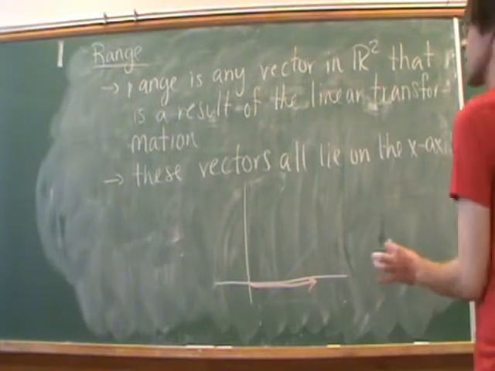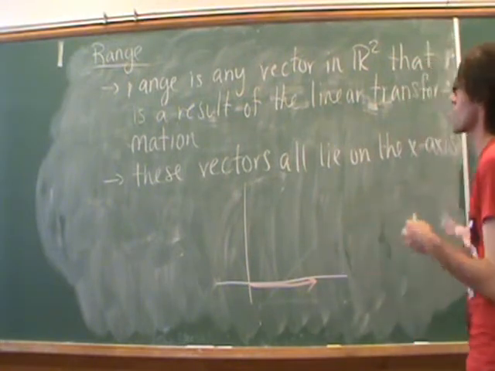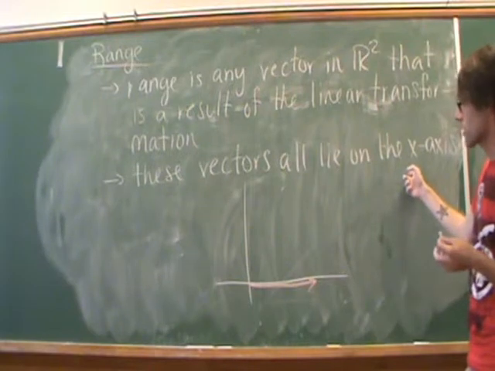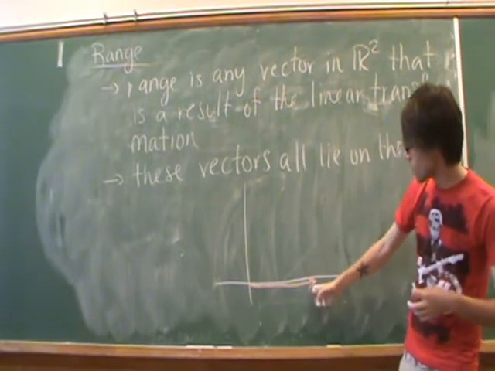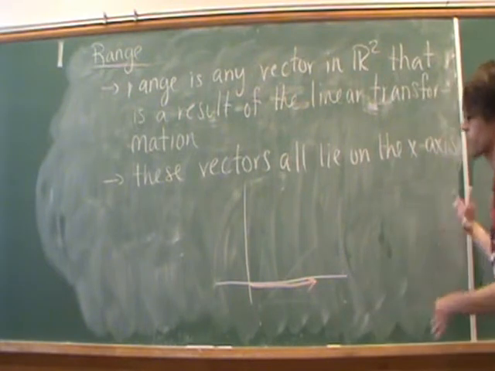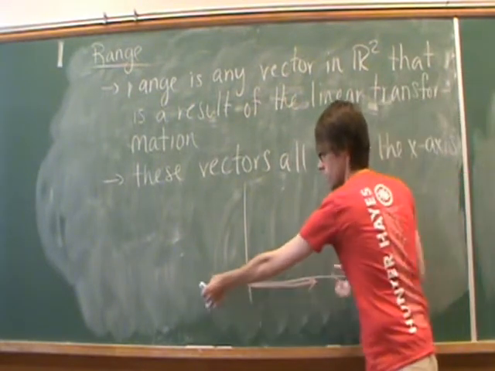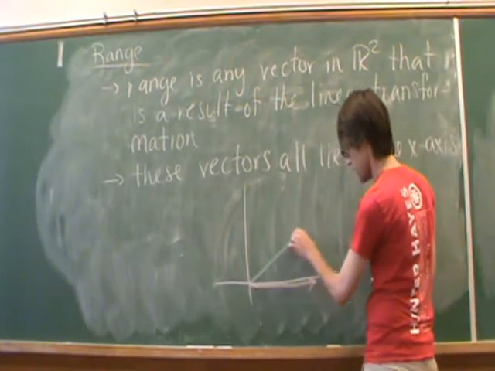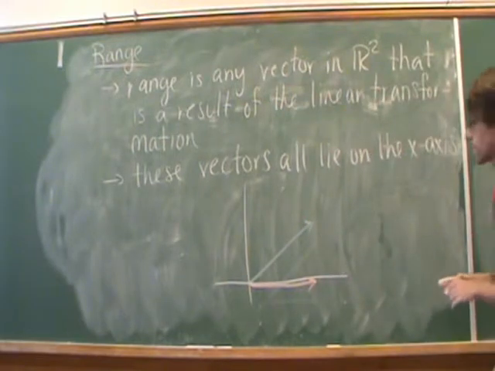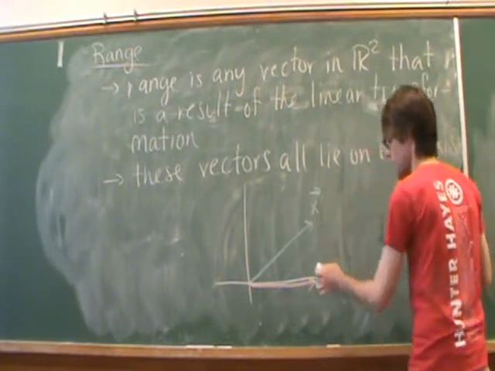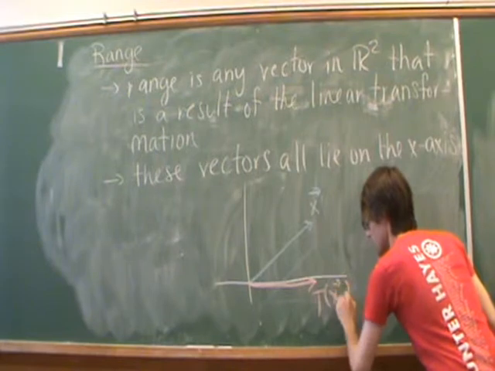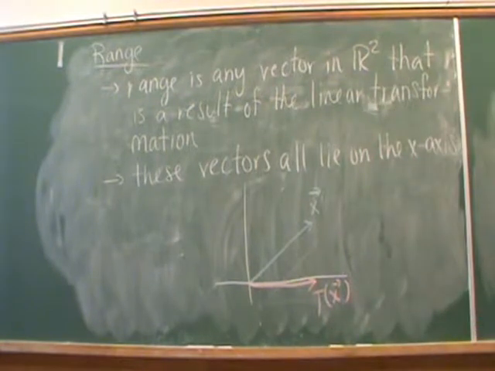Next I want to briefly discuss the range. In this example, the range is any vector in R2 that is a result of our linear transformation acting on a vector in R2. All of these vectors lie on the x-axis. So this is the result of our linear transformation. Think of it as going backwards. If we start out here and we want to work backwards, this vector that lies on the x-axis could be a result of, say, this vector through T. If we start out with this vector x, this is an image of the vector x under our linear transformation. So this vector down here is going to be inside the range.